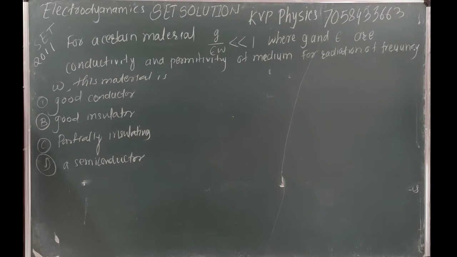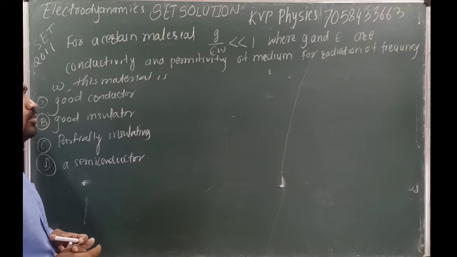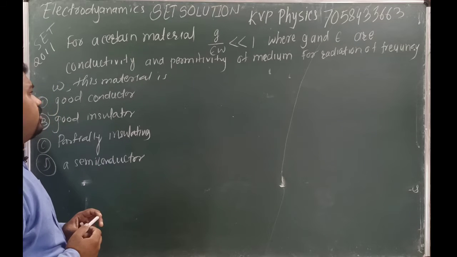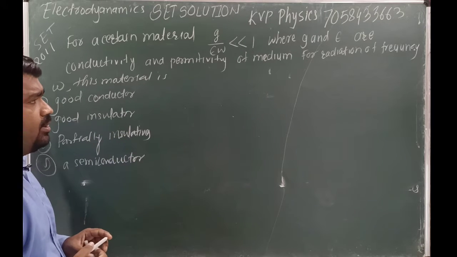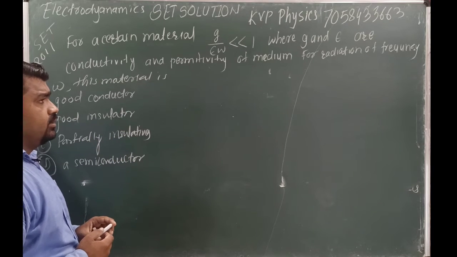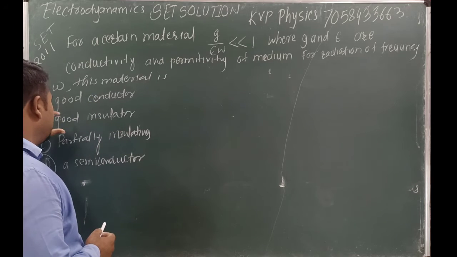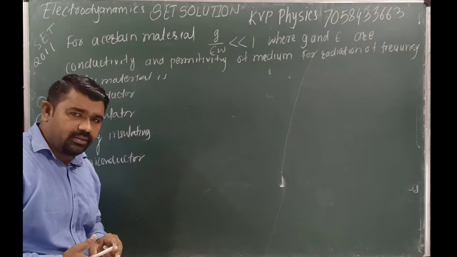Next question, say 2011. For a certain material, G upon epsilon omega is very, very less than 1, where G and epsilon are the conductivity and permittivity of the medium for radiation of frequency omega. Is this material a good conductor, good insulator, partially insulator, or a semiconductor?